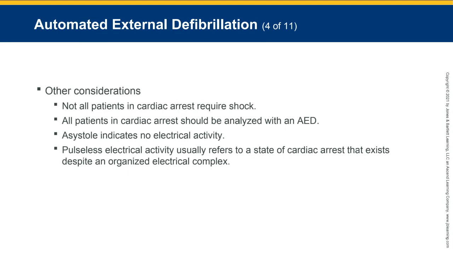So asystole is a flat line. This is no electrical activity present. It represents the absence of electrical activity. A PEA, or pulseless electrical activity, means that the electrical activity is fine, but there is no pulse because something is blocking the circulation.